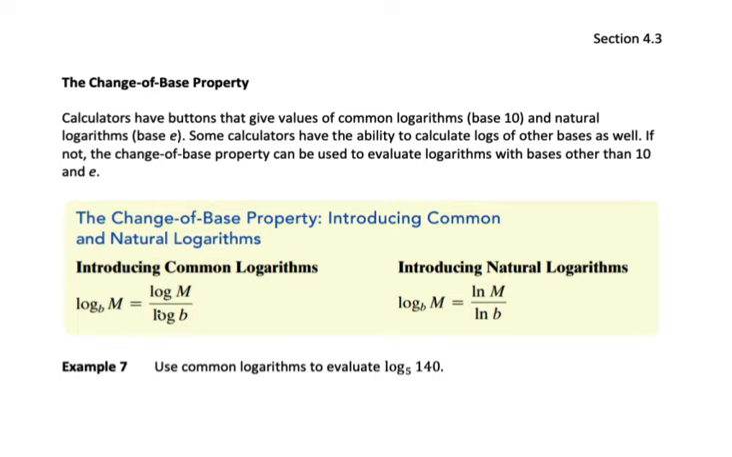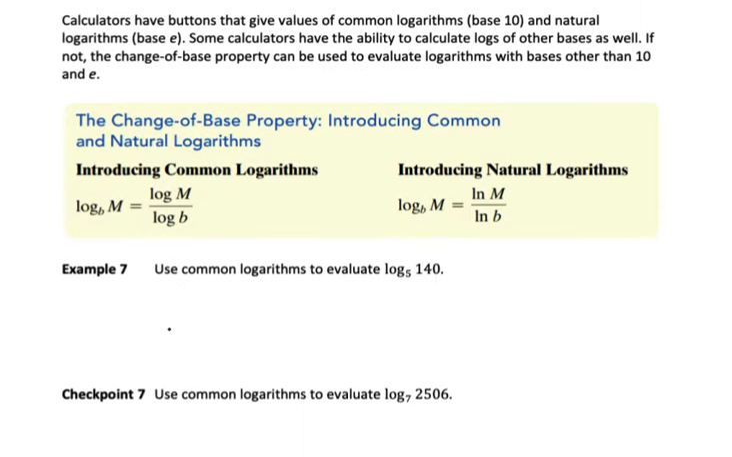And the change of base property looks like this. If you have log base b of m, you would do log of m divided by log of b. Or you could do natural log of m divided by natural log of b. Notice that the second number here goes in the numerator and the base goes in the denominator.